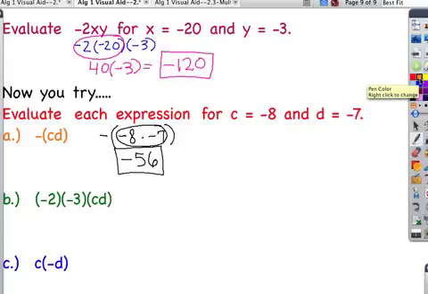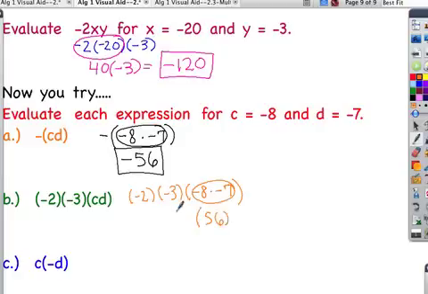Part B. -2 times -3 times the quantity -8 times -7 in parentheses. I begin within my parentheses, which gives me 56. I recopy everything else. And now I can go from left to right. 6 times 56, which equals 336.